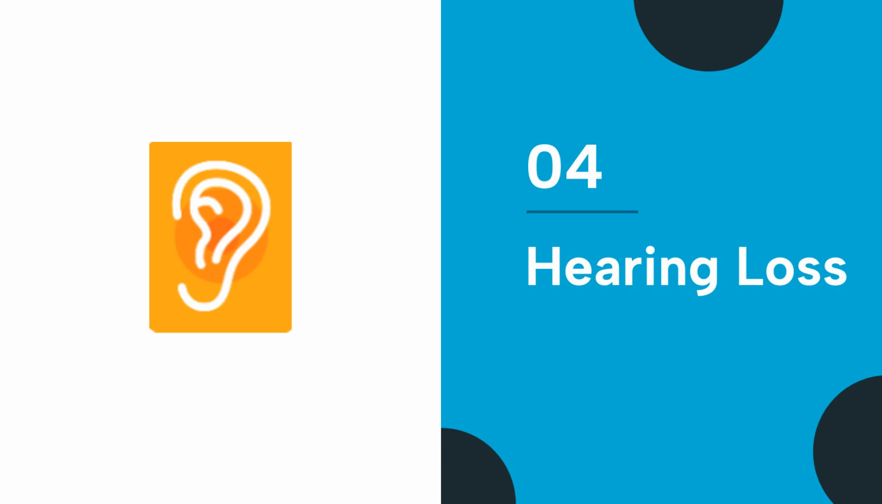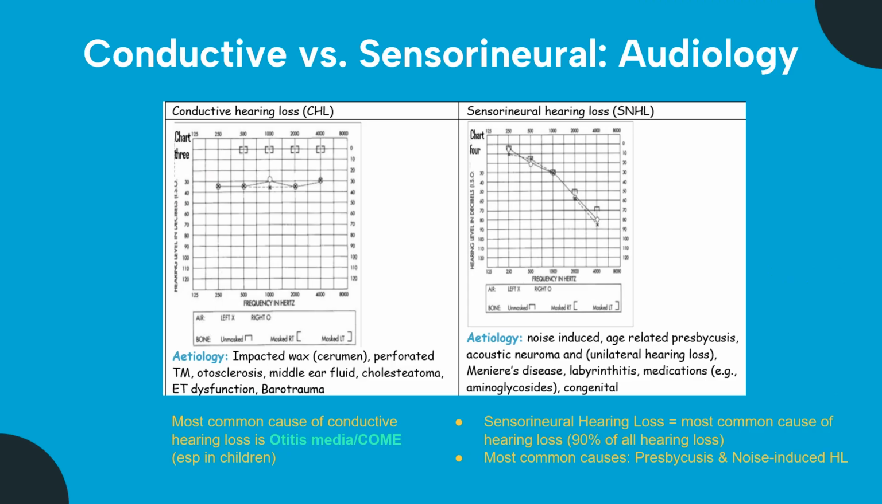So now I'll have a bit of a look at hearing loss. On audiology, which we discussed briefly earlier, it can be quite easy to tell the difference between conductive and sensorineural hearing loss. When you're looking at conductive hearing loss, you'll see that clear separation between your air and bone conduction. And you can tell from what I've said that that's a conductive hearing loss. The most common cause of this conductive hearing loss will be otitis media, particularly in children.